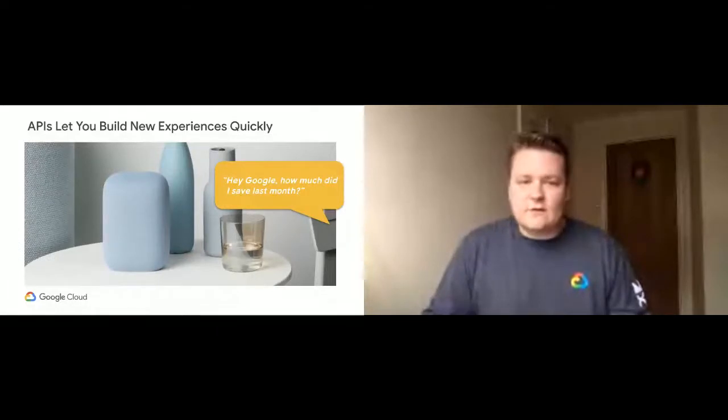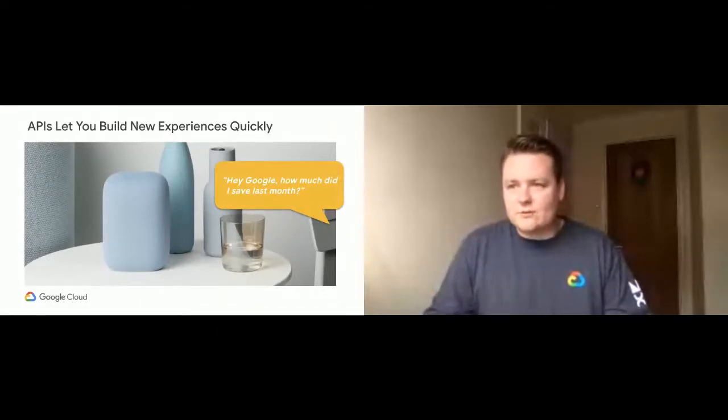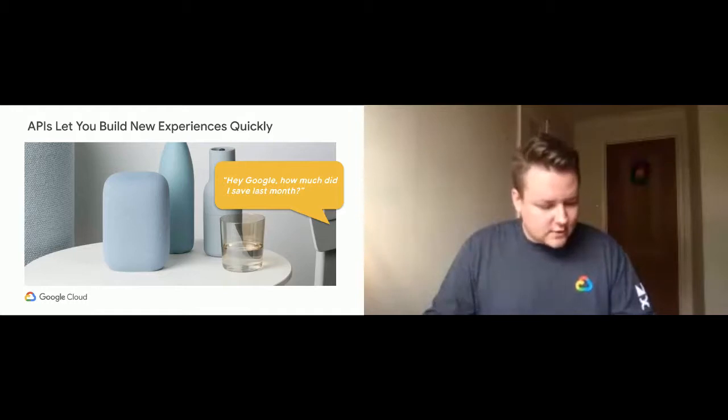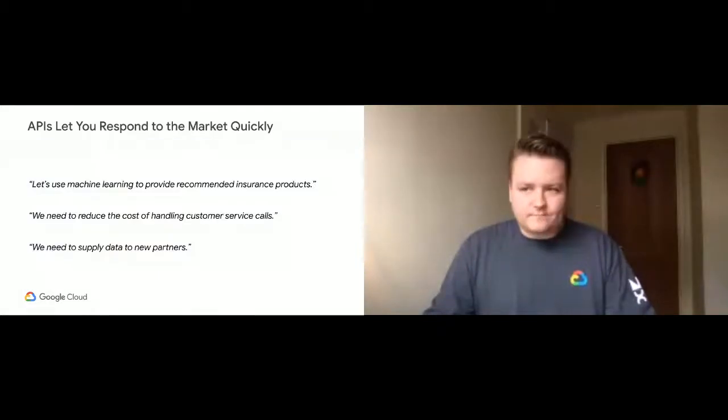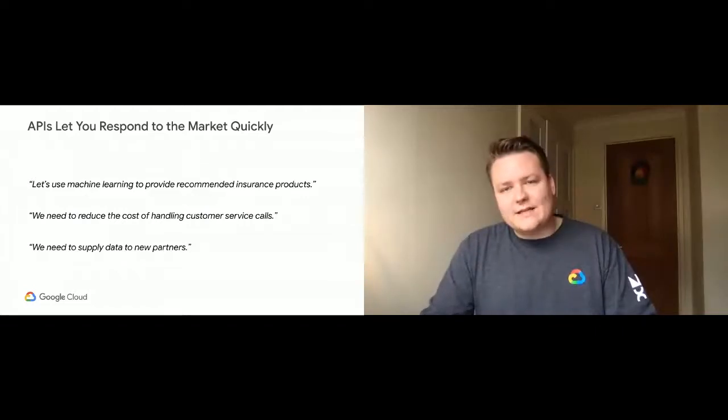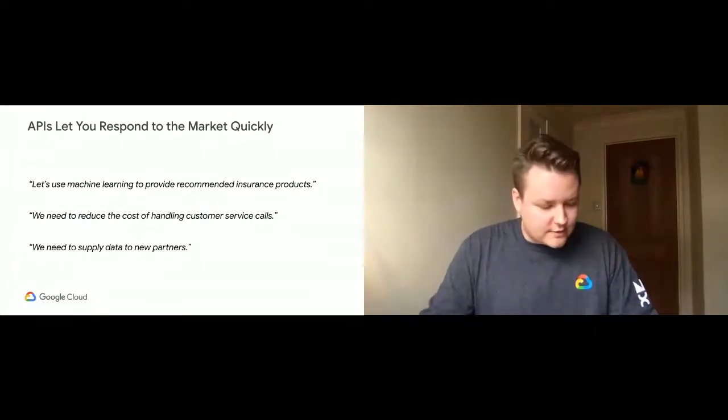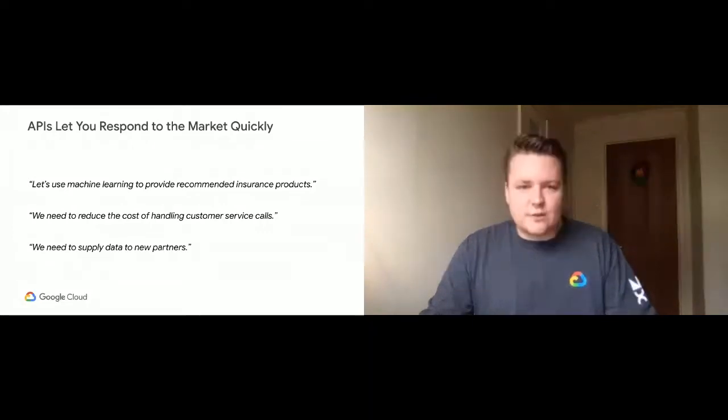Number two, a good set of APIs also allows you to quickly build new experiences, leveraging reusability and consistency of an existing API catalog. For example, using voice assistants or similar to build new capabilities for your consumers. And last but not least, APIs let you respond to the market quickly, whether it's using machine learning to provide new recommendations or recommended insurance products, the need to reduce the cost of call center service calls, or simply to supply data to new partners inside or outside your industry. Those are business requirements which are accelerated through APIs being available as building blocks.